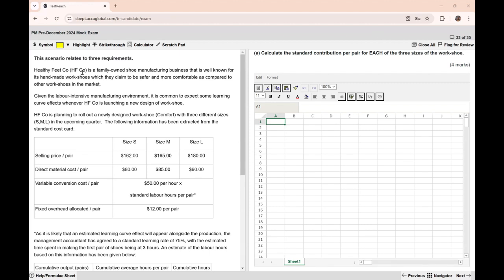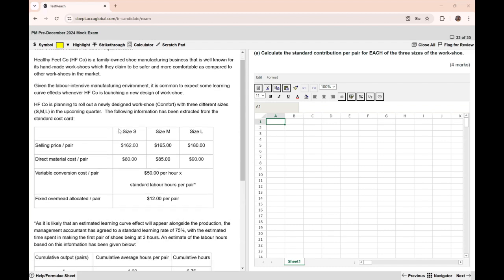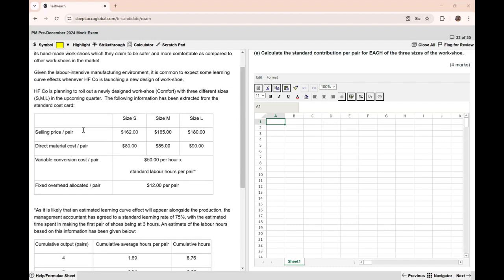Let's begin. Healthy Feet Company, HF Company, is a family owned shoe manufacturing business that is well known for its handmade work shoes, which they claim to be safer and more comfortable as compared to other work shoes in the market. Given the labor intensive manufacturing environment, it is common to expect some learning curve effects whenever HF Company is launching a new design of work shoe. HF Company is planning to roll out a newly designed work shoe, Comfort, with three different sizes S, M, L in the upcoming quarter. The following information has been extracted from the standard cost card.